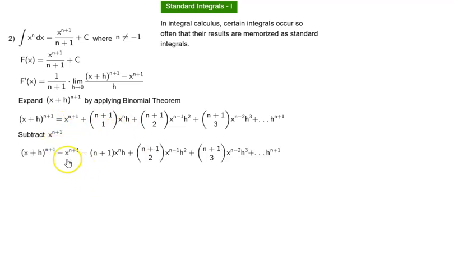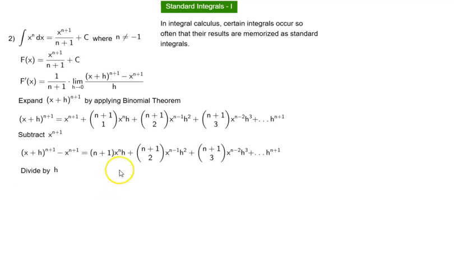What do we get? x to the power of n plus 1 minus x to the power of n plus 1, and from the right hand side, this x to the power of n plus 1 disappears. Now when we evaluate this combination, we end up with n plus 1 times x to the power of n h, plus we leave these as they are. Now we divide by h. See, by subtracting this term, we are getting the numerator. By dividing by h, we are getting the complete expression.